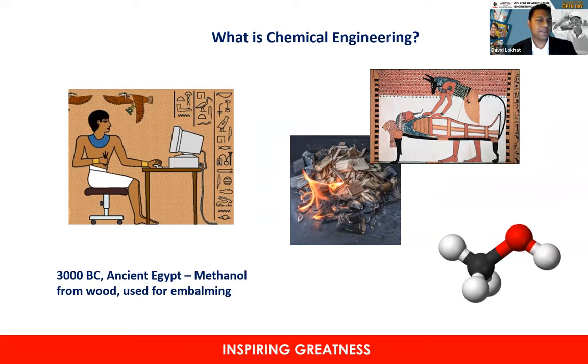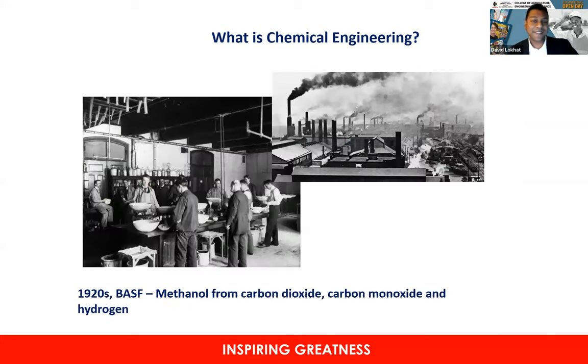Now, at that stage, obviously, there was only a small amount that was required. But as the applications for methanol grew, so did the need to produce this chemical at a much larger scale. So let's fast forward a few thousand years. The first and second industrial revolutions introduced two specific things, steam power and the concept of mass production. And these really helped in terms of large-scale production of chemicals, including methanol. It was around about the same time that German companies began to produce methanol using a synthetic process, carbon dioxide, carbon monoxide, and hydrogen.